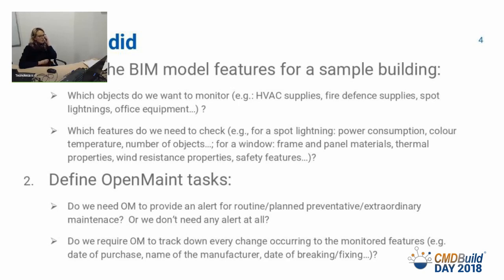And then we need to define openMAINT tasks. So we need to know if we want openMAINT to provide routine maintenance, to provide an alert for maintenance, for extraordinary maintenance, or we don't need an alert at all, and so on. We need to define if we require openMAINT to track down every change occurring to the monitored feature, or we don't need it at all, and so on.